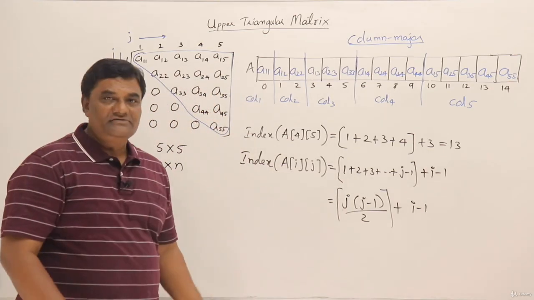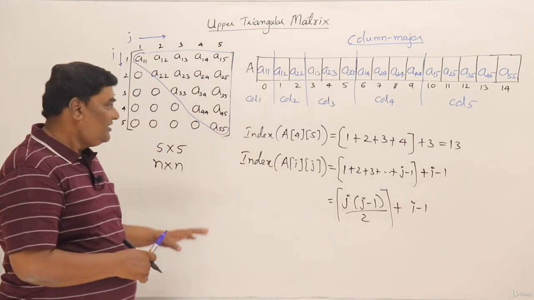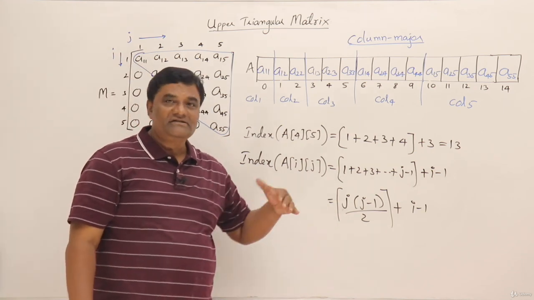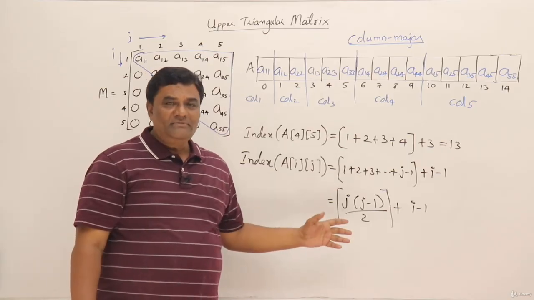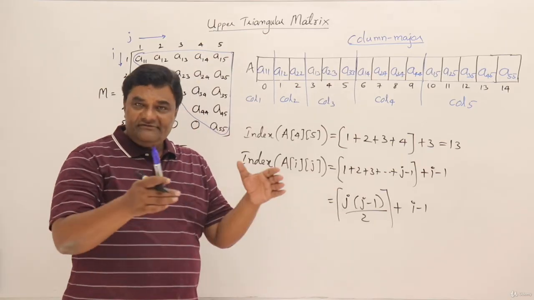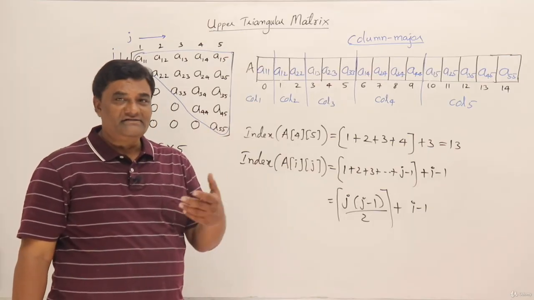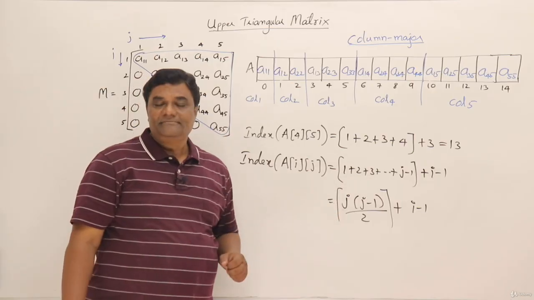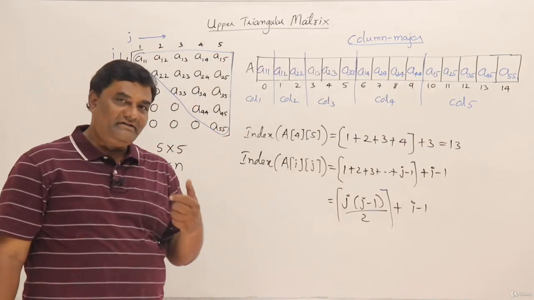This is the formula. So we have seen row major as well as column major representation for upper triangular matrix, and we got the formula. Formulas are similar to the formulas of lower triangular matrix. So we will use these formulas, and I will write one program by using these formulas for lower triangular as well as upper triangular. So in our program we will use these formulas. Now we'll move on to the next topic, that is symmetric matrix.